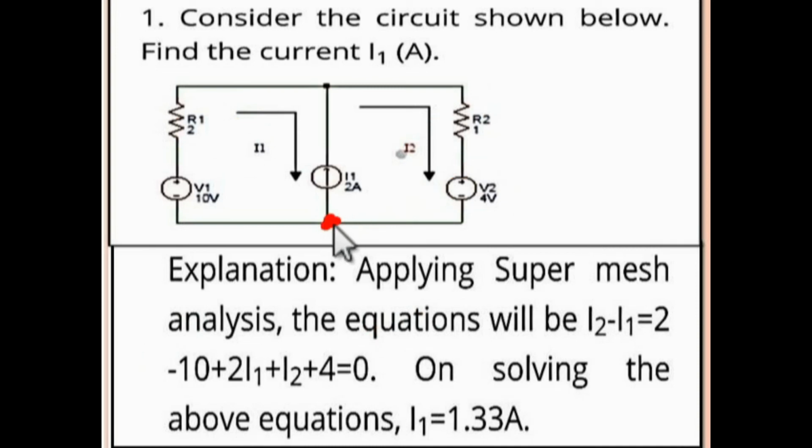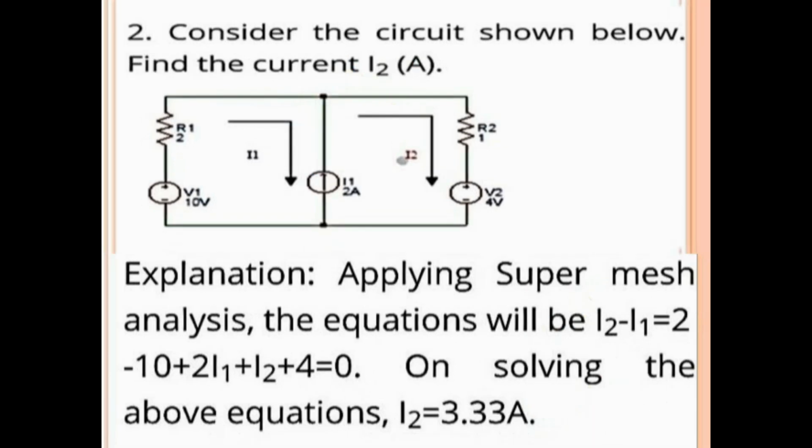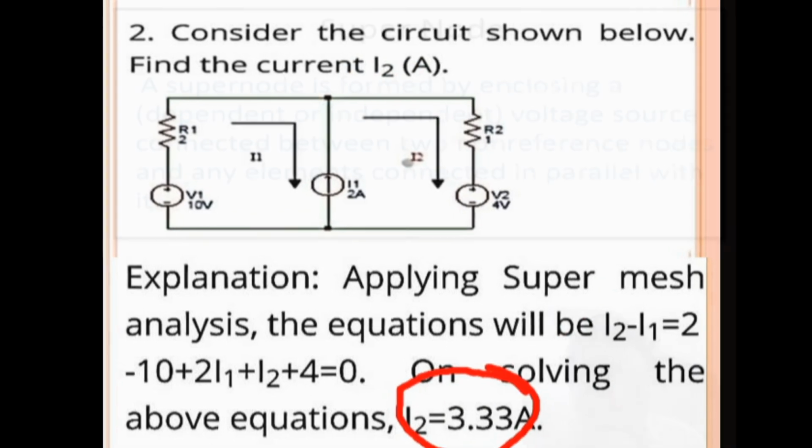Then write KCL at any node, whether this node or this node. If you choose this node, I1 is coming toward the node, 2 ampere is coming toward the node, and I2 is leaving the node. So you can write I2 equal to I1 plus 2 ampere. Now you have two equations, and by solving them you will get the value of I1 and the value of I2, 3.33 ampere. So you can easily calculate.